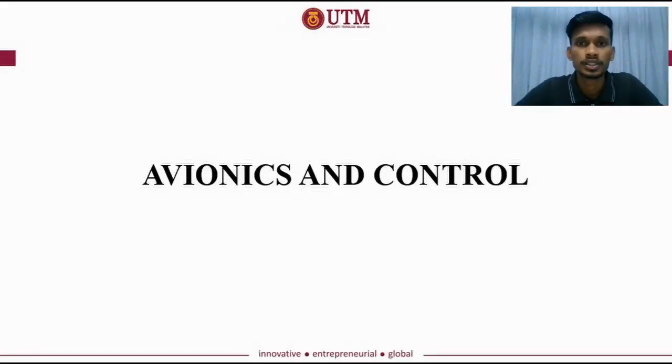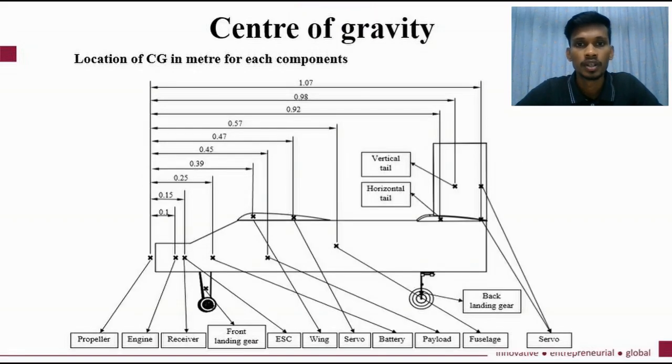Hi, I'm Adiseshan. Next, I will move on to the next chapter, which is avionics and controls. I will start with the center of gravity of our RC aircraft. The center of gravity is the average location of the weight of the aircraft. The weight is distributed throughout the airplane, and for maneuvering, we need to be concerned with only the total weight and the location of the center of gravity.